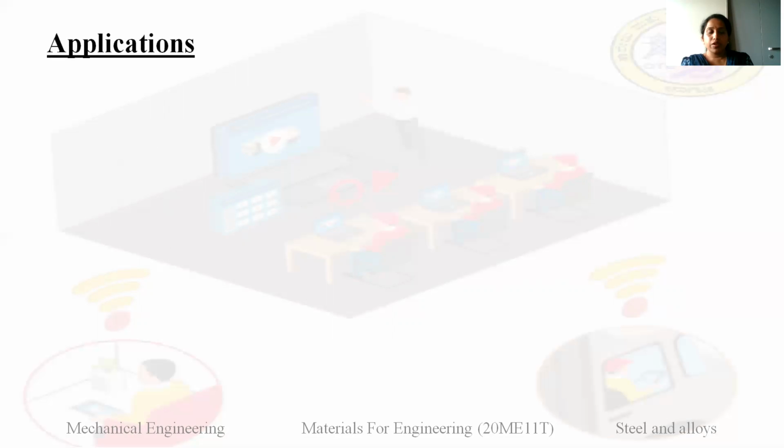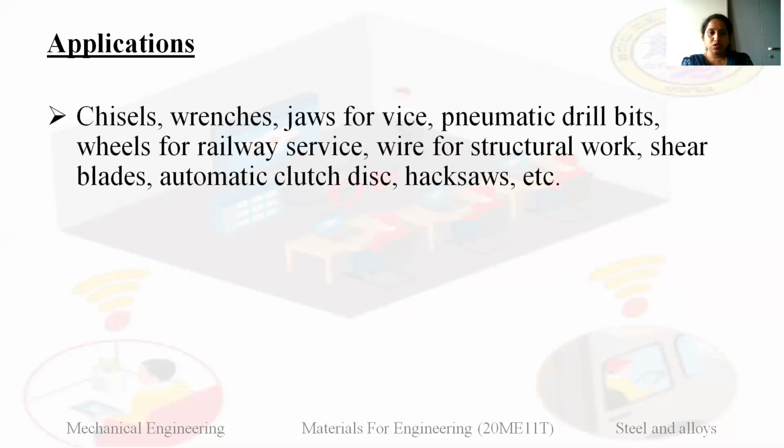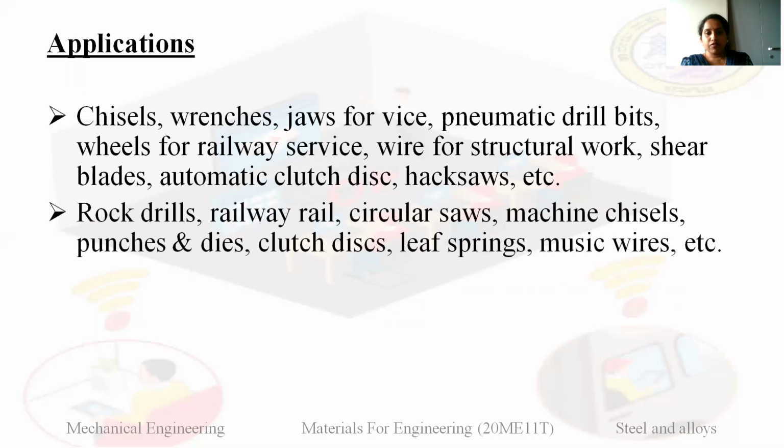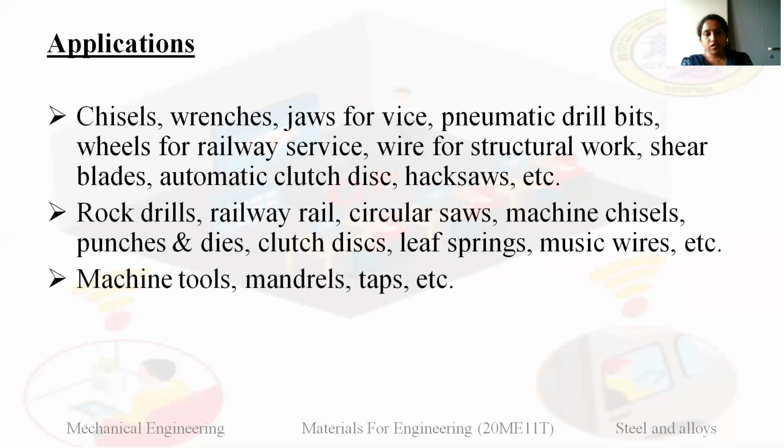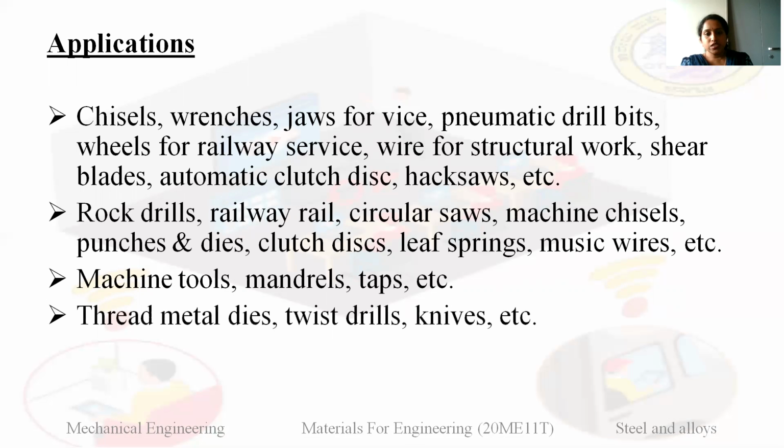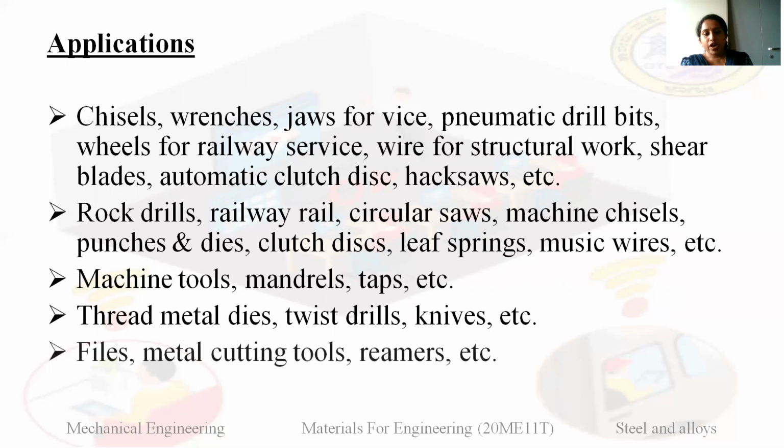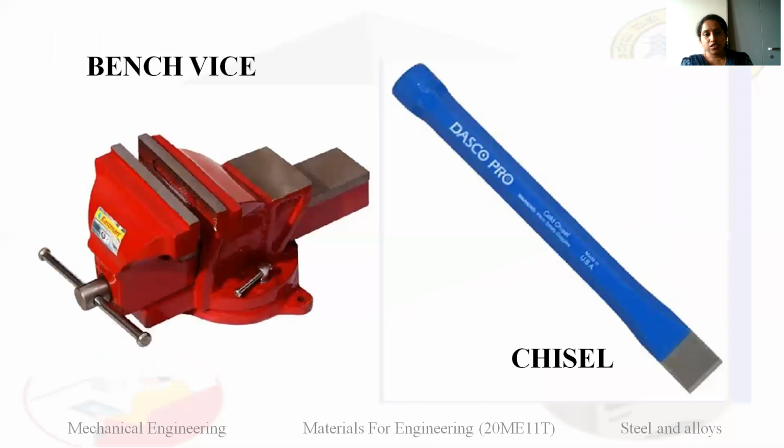So where do we use this high carbon steel? When it comes to the applications, it is mainly used in chisels, wrenches, jaws for vice, pneumatic drill bits, wheels for railway service, wire for structural work, shear blades, automatic clutch disc, hacksaws, etc. Rock drills, railway rail, circular saw, machine chisels, punches and dies, clutch disc, leaf springs, music wires, machine tools, mandrels, taps, etc. Thread metal dies, twist drills, knives, etc. Files, metal cutting tools, reamers, etc.